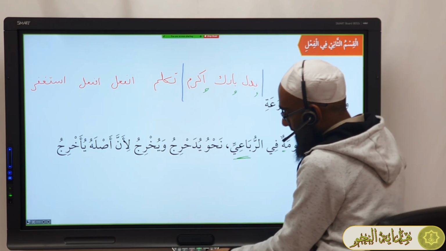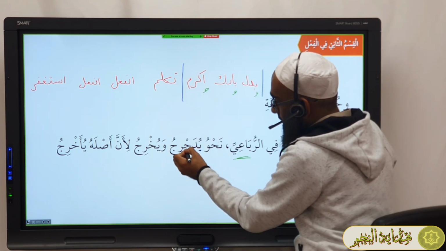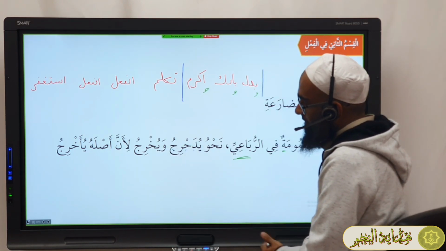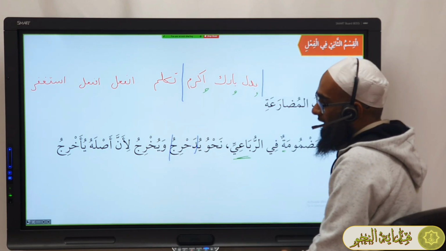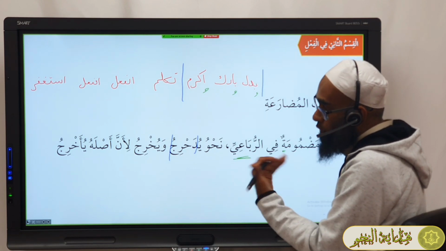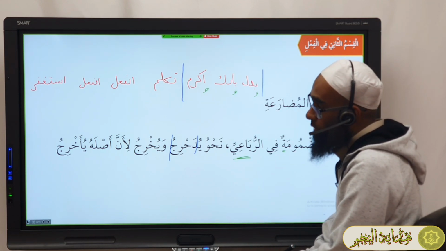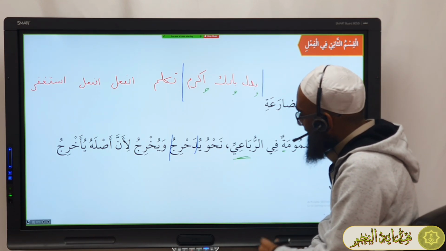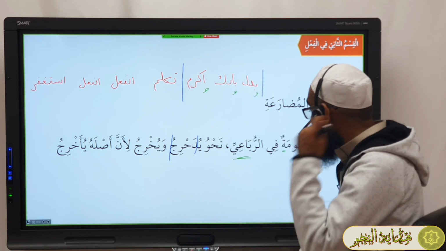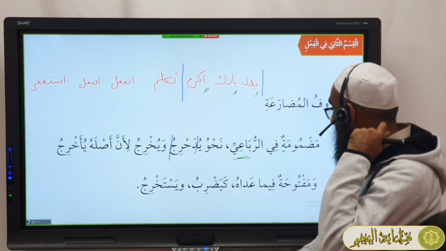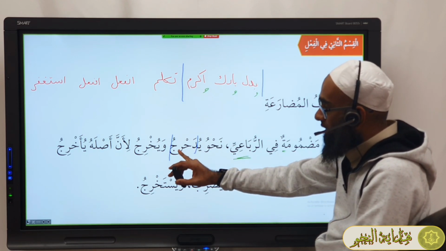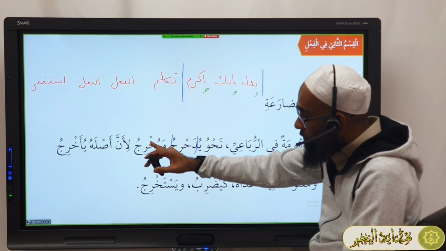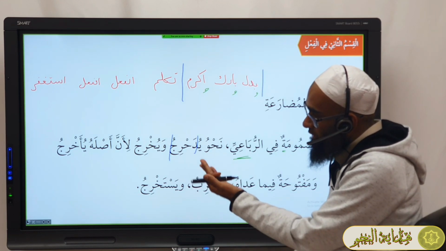Now, yudahriju has 1, 2, 3, 4, 5. So he's referring to the root letters, yudahriju. So you get daharaja. And yukhriju, he's saying yukhriju is also a ruba'i, because the asal is yu'akhriju. So this text is not clear about what he's referring to, because it's not comprehensive. Because if he's saying here ruba'i according to root letters, then it's yudahriju. And yu'akhriju, the root letters are kharaja, not akhraja.